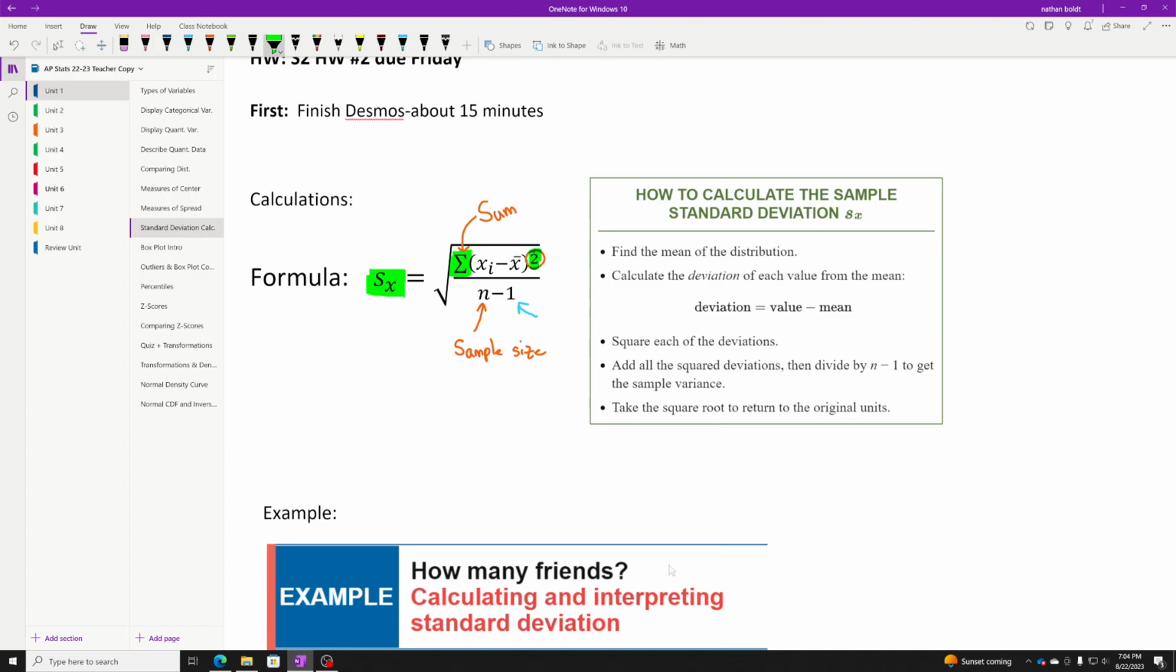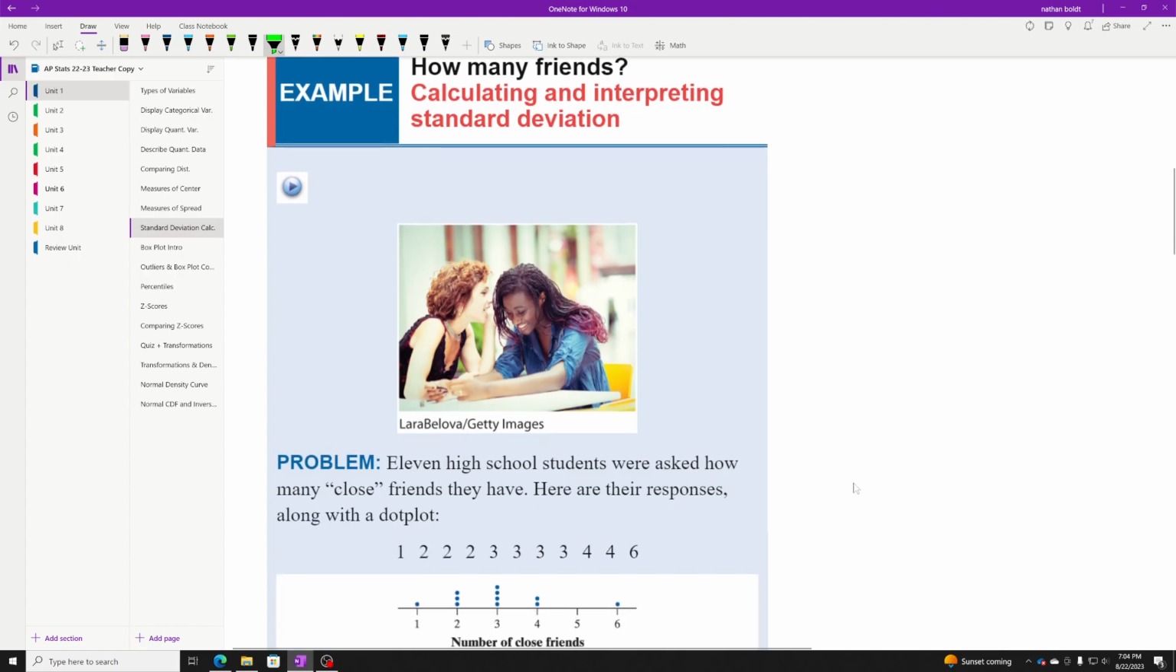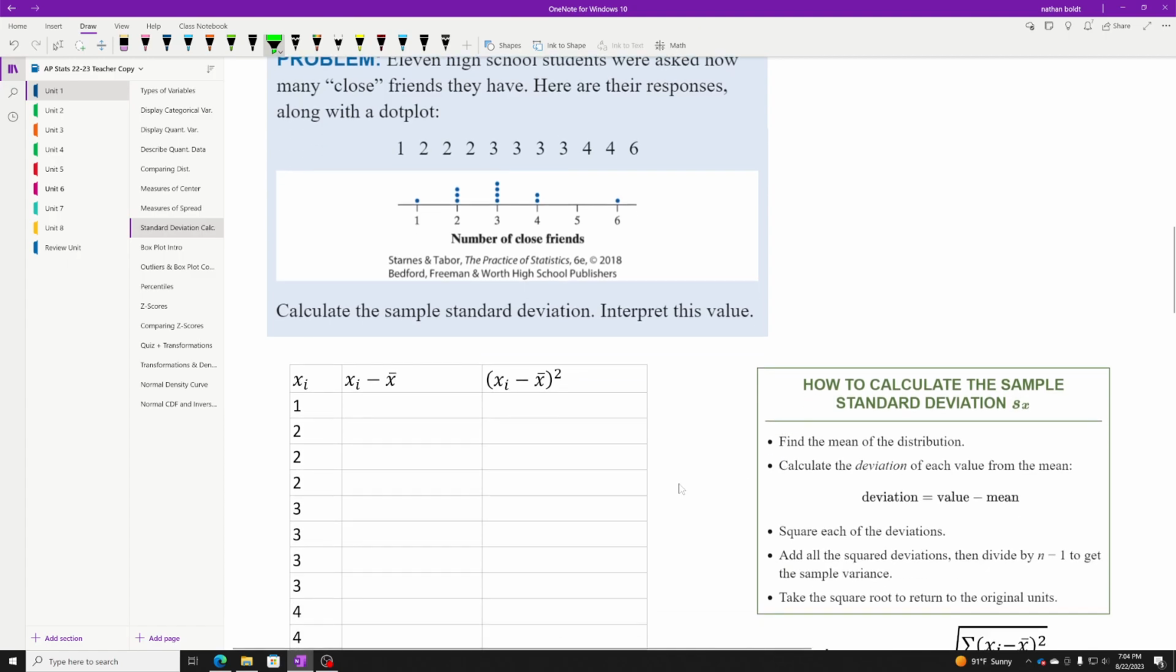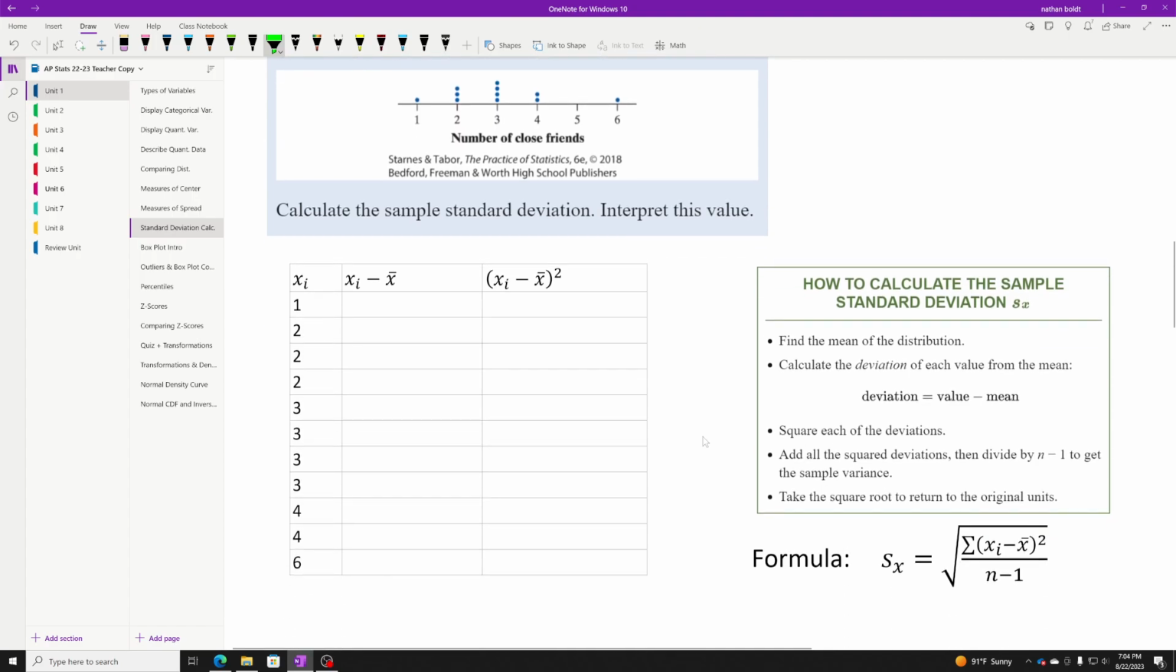Now let's do one. All right, so here's our scenario. I'm not going to do very many numbers here. 11 high school students were asked how many close friends they have. Here are their responses along with the dot plot. All right, so we got all the numbers there. We're going to calculate the sample standard deviation and then interpret that value. All right, we're going to do this in steps and calculate this value.